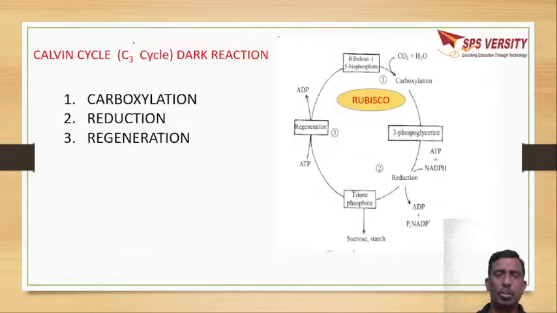अभी हमें आएंगे डार्क रिएक्शन। A dark reaction किधर होता है? Dark reaction it will take place in stroma of the chloroplast. Stroma of the chloroplast. A dark reaction में carbon dioxide gets reduced and form starch, that is the carbohydrates.